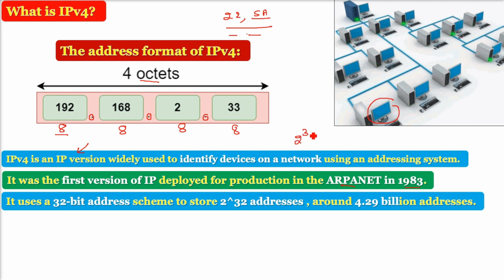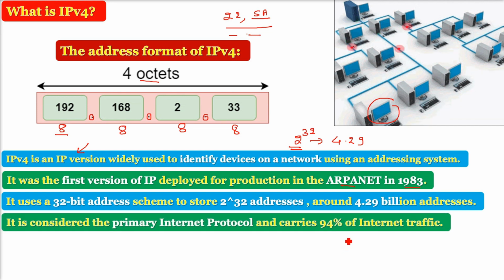This is the whole scheme. So how many addresses can it generate? 2 raised to the power 32. So 2 raised to the power 32, the number of addresses will be around 4.29 billion addresses. Assume in 1983 people might have thought 4.29 billion is a very, very huge number. But we'll talk about IPv6 and why it came.